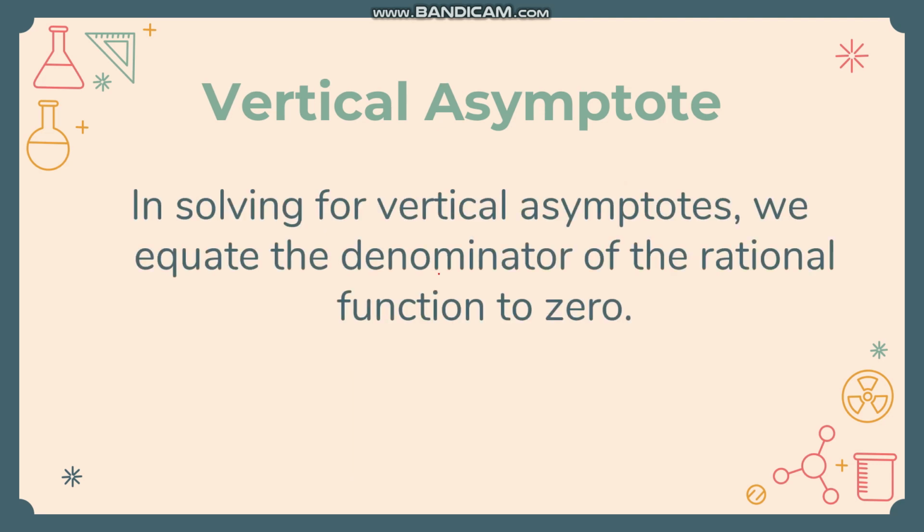Now, in solving for vertical asymptotes, all we have to do is equate the denominator of the rational function to 0. So again, all we have to do is get the denominator and then equate it to 0 in order for us to identify the vertical asymptote.